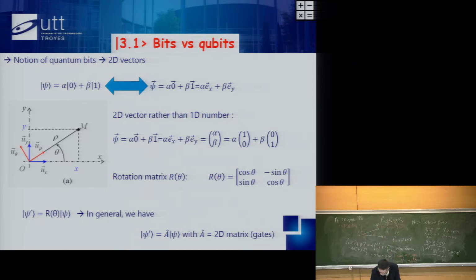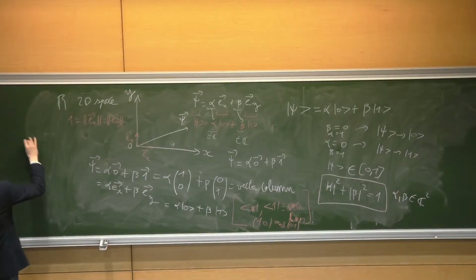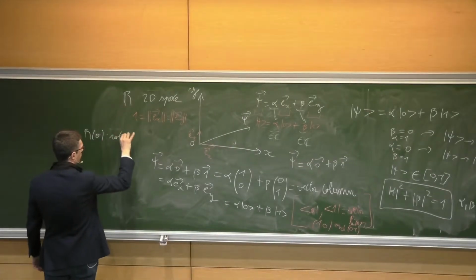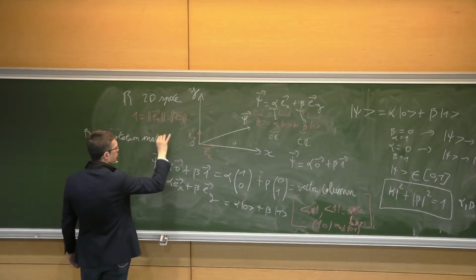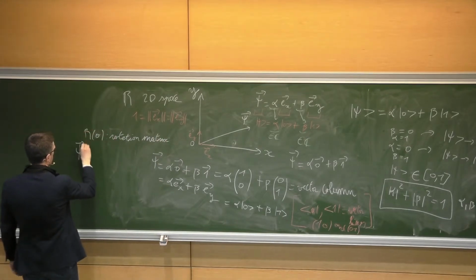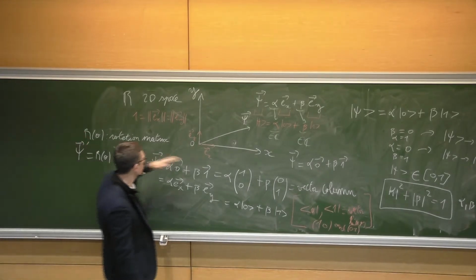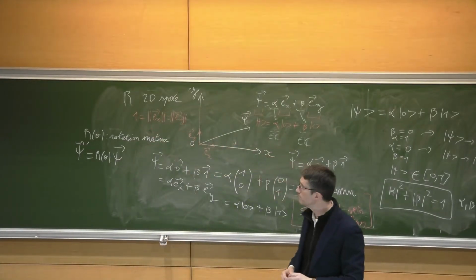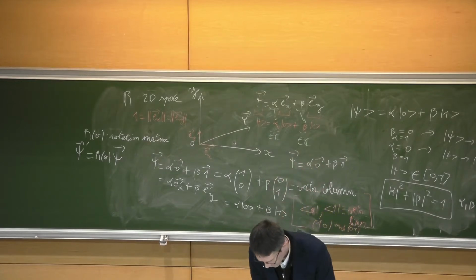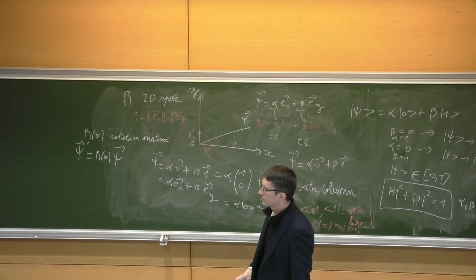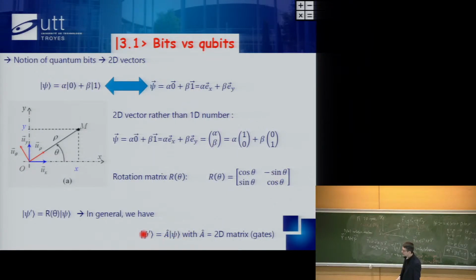So, you know, if you take, so here's the rotation matrix that we use in standard geometry. And if I apply this rotation matrix to my original vector, then I get another vector, which is a rotated vector psi prime. Well, we will see that we can do the same with our qubits. So we can apply rotations or gates or operations, which will also be matrices, to our vector, to our qubit. And we end up with another qubit, psi prime. Okay?